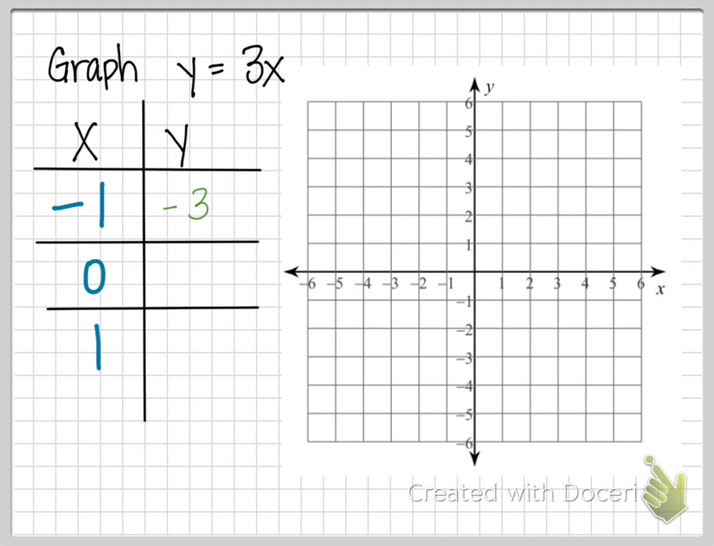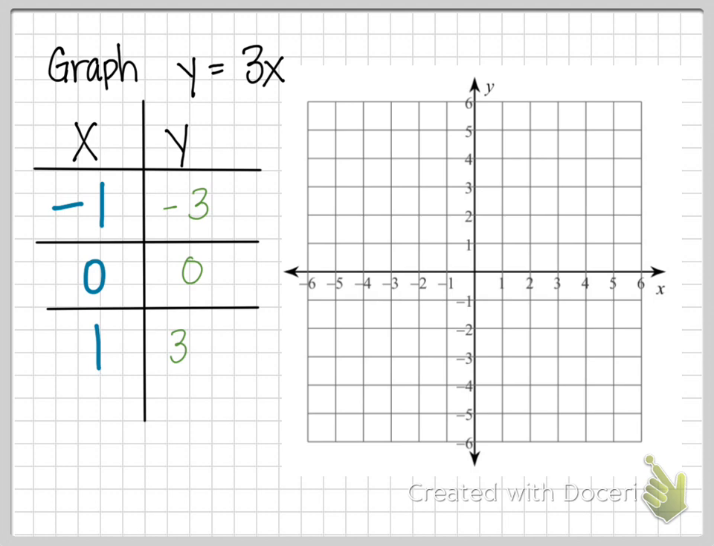Okay, secondly, we'll say y equals 3x. If x is 0, we get y equals 3 times 0. And 3 times 0 is 0. So when x is 0, y is 0. And then last of all, when x equals 1, y equals 3 times 1. Y equals 3. All right, so next step, let's go ahead and plot these points.